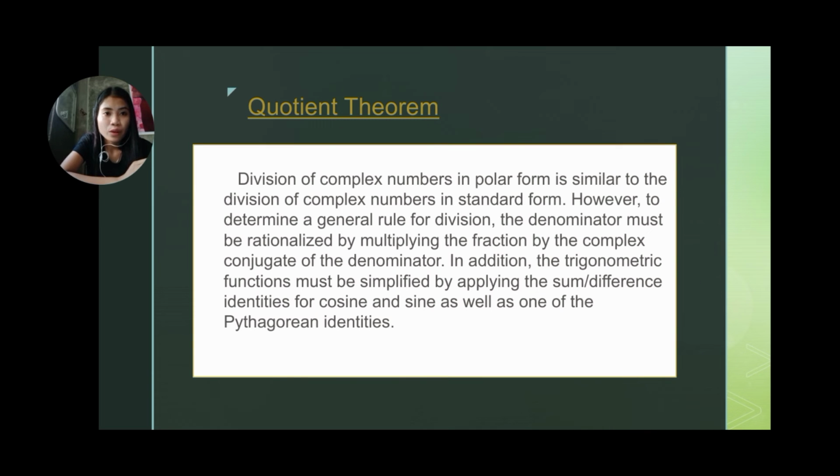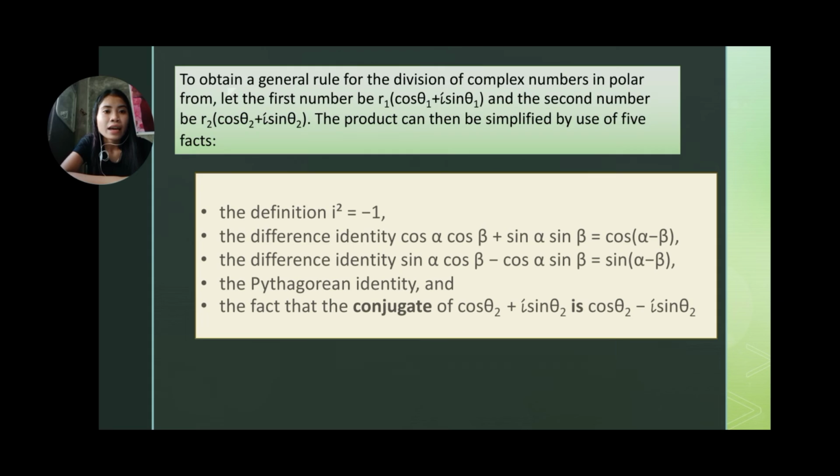So, the quotient theorem. Division of complex numbers in polar form is similar to the division of complex numbers in standard form. However, to determine a general rule for division, the denominator must be rationalized by multiplying the fraction by the complex conjugate of the denominator. In addition, the trigonometric function must be simplified by applying the sum and difference identities for cosine and sine, as well as one of the Pythagorean identities.